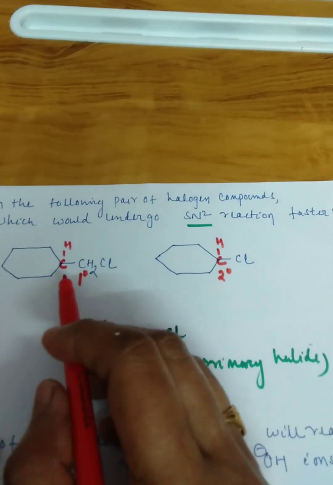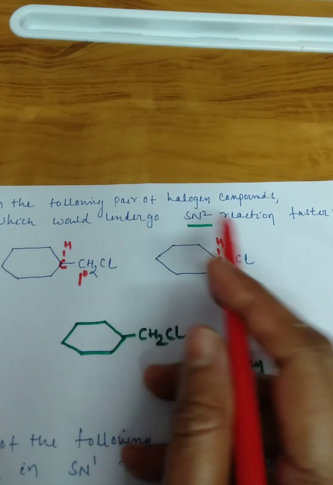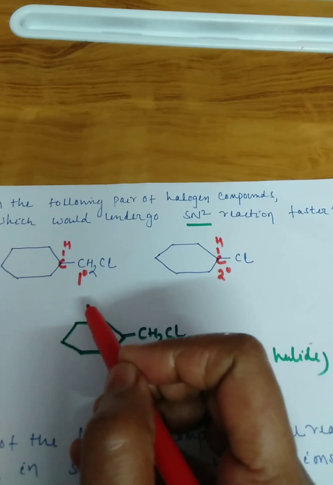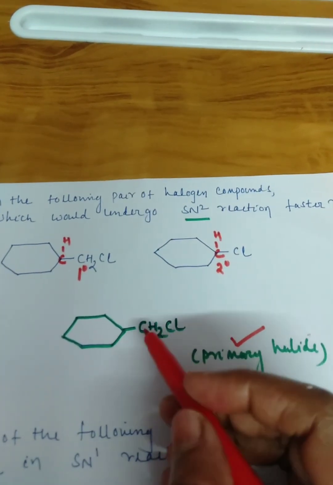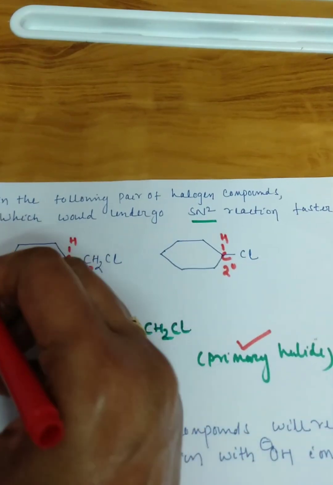We know that if you compare a primary halide and a secondary halide, which one undergoes SN2 reaction faster? Obviously, the primary alkyl halide undergoes SN2 reaction faster. So due to this reason, the primary alkyl halide undergoes SN2 reaction faster. So the answer is this one.